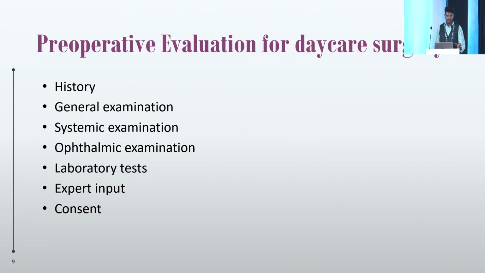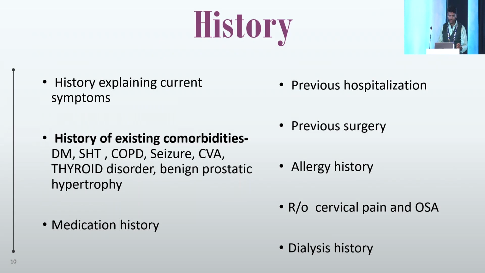Now we'll move on to the exact checklist of what we need to look at. First, history, general and systemic examination, followed by ophthalmic examination, lab tests, and finally the expert input and the consent. So what are the key factors which we should not miss? An easy way to go about it is to not miss out on existing comorbidities not commonly found in clinical practice, like thyroid disorders and history of seizures. We tend to miss such simple things which can make things very bad for us during the procedure.